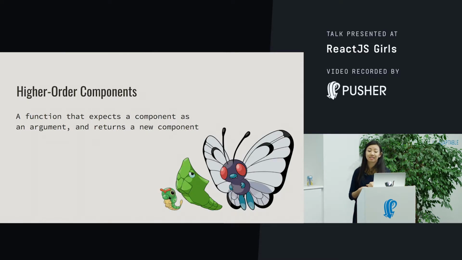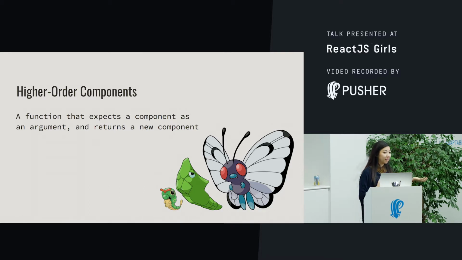I like to use this analogy for a higher order component: a caterpillar turning into a butterfly. If you think of the cocoon as a higher order component, you have a caterpillar that goes into it, does some transformations, and comes out as a butterfly. It's the same thing, but slightly different and kind of supercharged. And that's how I see higher order components.